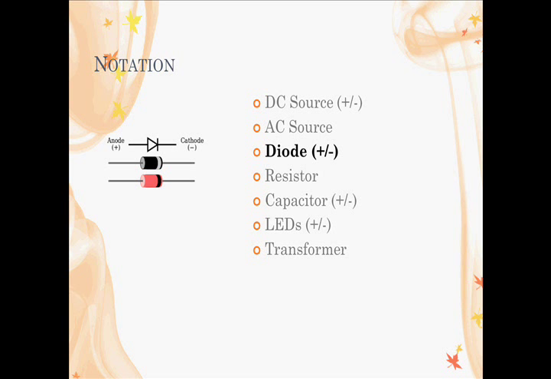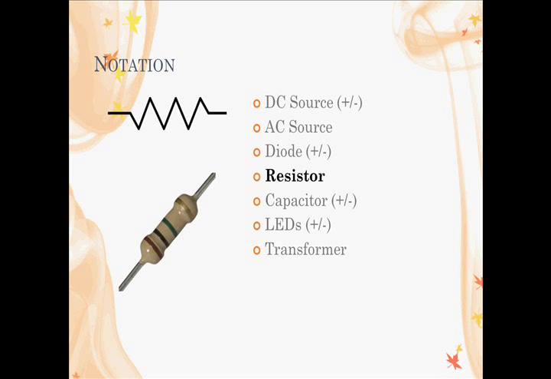For the diodes we're going to be using, the cathode can be identified by the silver line, and the anode is on the other side. Moving on, we are also going to be using resistors in our circuit. Refer to your resistor color codes on how to read the resistor. We represent this component with a sort of sawtooth symbol.